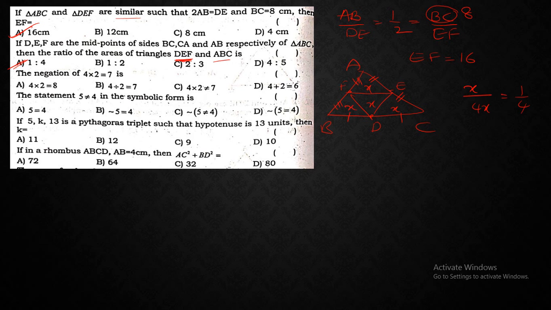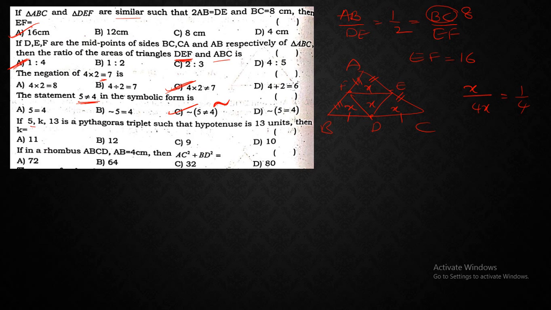So answer is 1:4. Negation of 4 into 2 is equal to 7. So negation of 4 into 2 is equal to 7 means negation of equal to is not equal to. So option is C. Next, the statement 5 not equal to 4. So statement 5 not equal to 4 means, so negation symbol is this. So this is nothing but the symbol of negation. So negation of 5 is equal to 4. So this is nothing but symbolic representation of 5 not equal to 4.